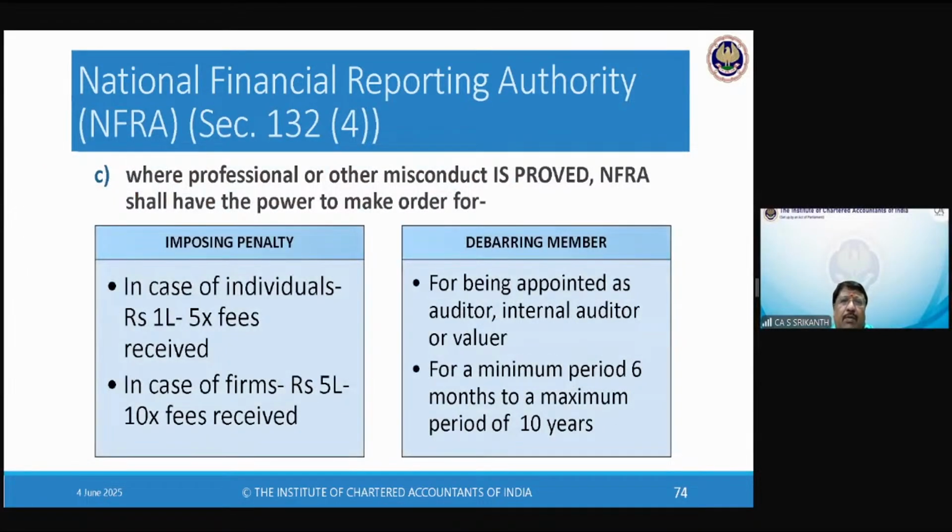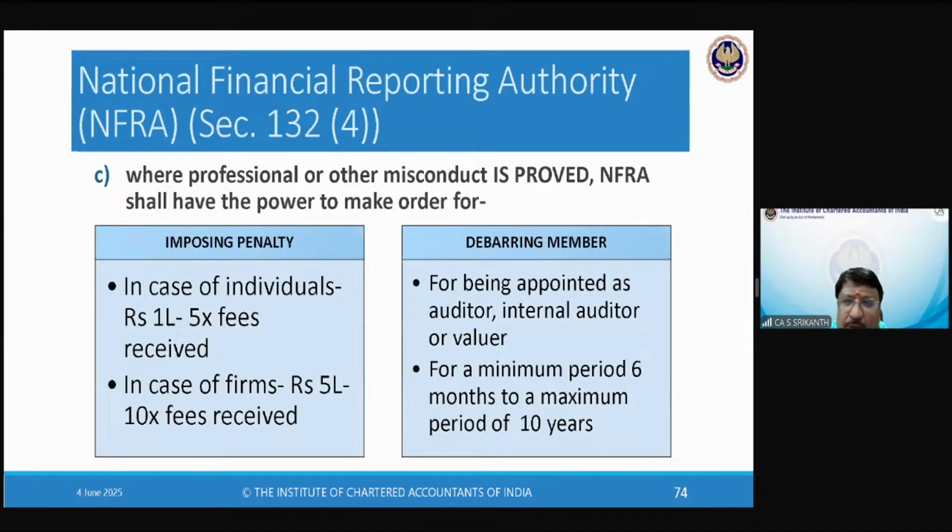Right. Where the professional or other misconduct is proved, NFRA shall have the power to make an order for a penalty. Suppose it's an individual partner or sole proprietor, 1 lakh or up to 5 times the fees received. 5x fees means 5 times the fees received. In case of firms, 5 lakhs or 10 times the fees received. This is the penalty.